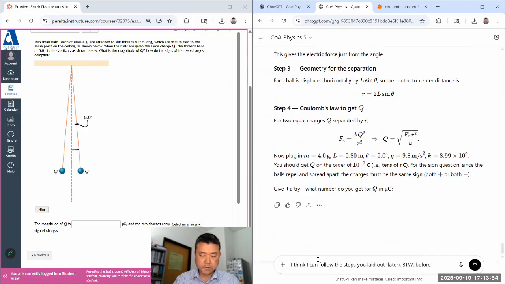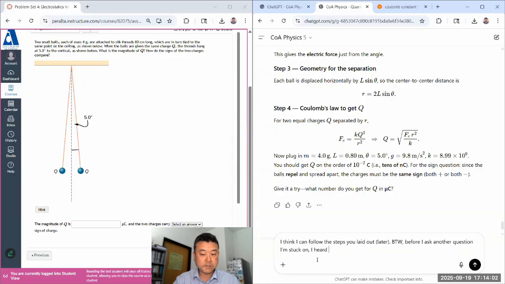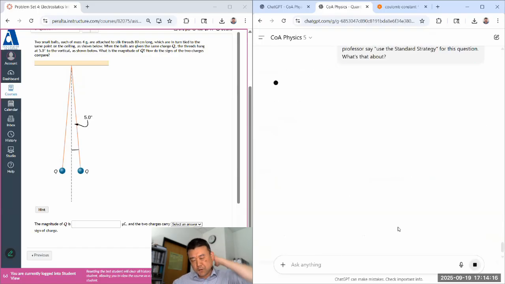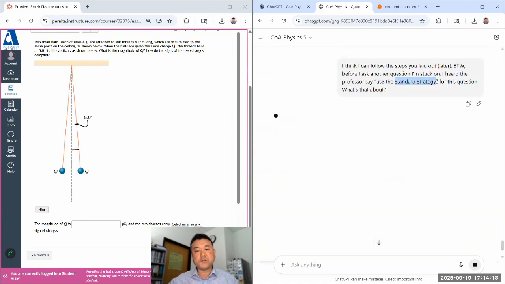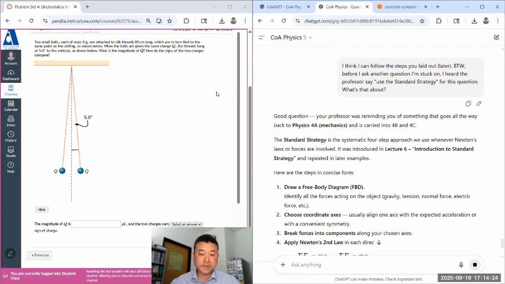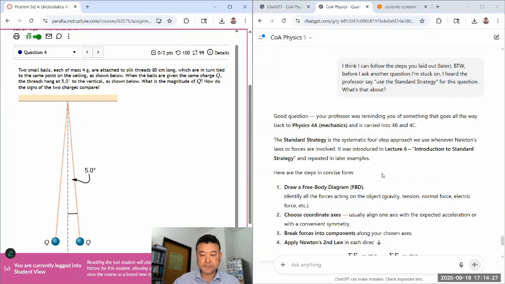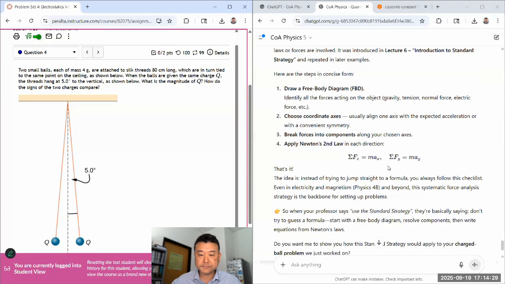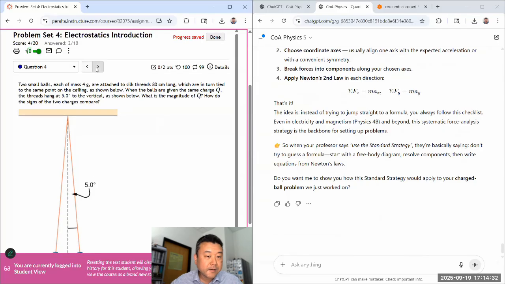By the way, before I ask another question I'm stuck on, I heard the professor say use the standard strategy for this question. That's probably enough of a keyword usage for it to bring up the usage of standard strategy in the context of our classes here. Yeah, 4A, yeah. So that's it.